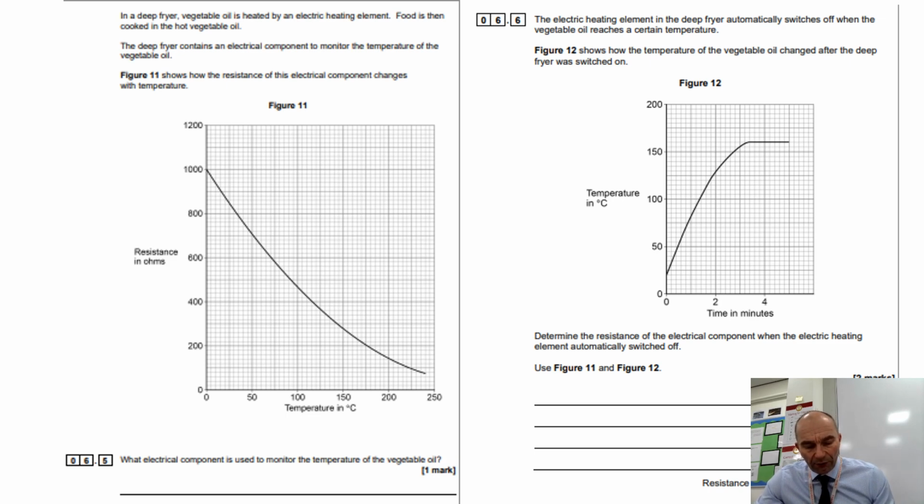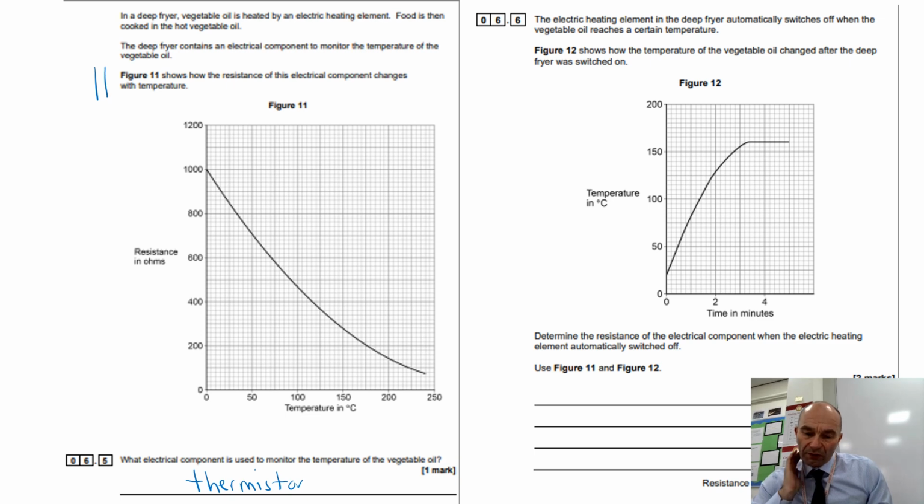So what electrical component is used to monitor the temperature of the vegetable oil? Now there's a clue up here, this bit here. How does the resistance change as the temperature changes? Well, there's a certain type of resistor involved for that. We're looking at a thermistor.